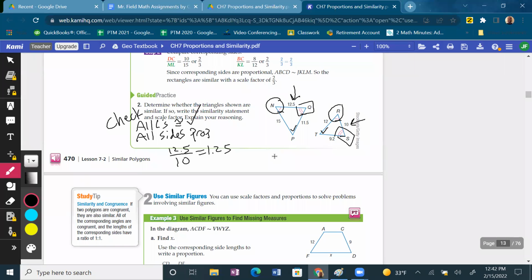And then we're going to do 15 divided by 12, which is the 1 on the other side, and 15 divided by 12 is also 1.25. And then we're going to do 11.5 divided by 9.2, and that is also 1.25. So because all the ratios are the same, 1.25, all sides are proportional, and the triangles are similar.